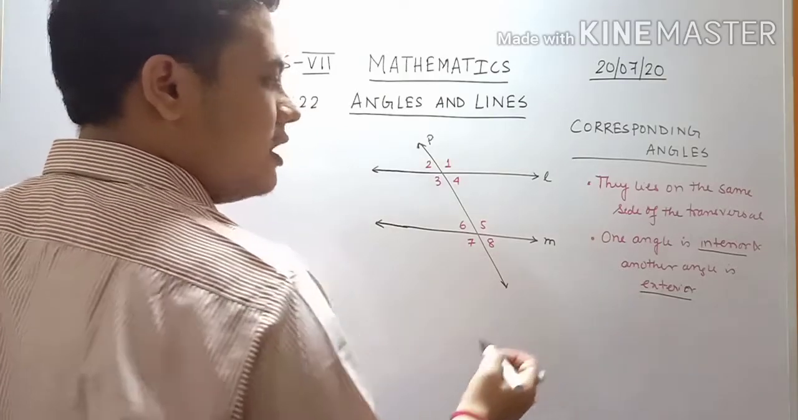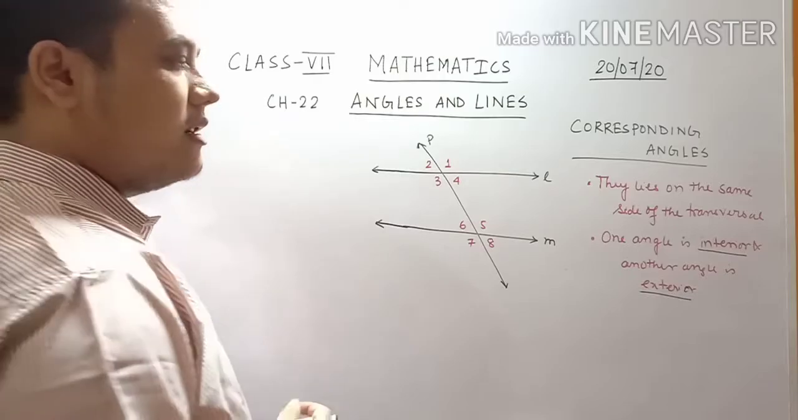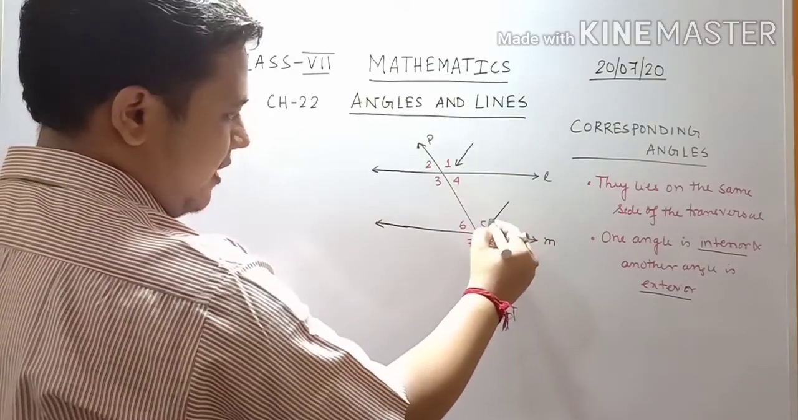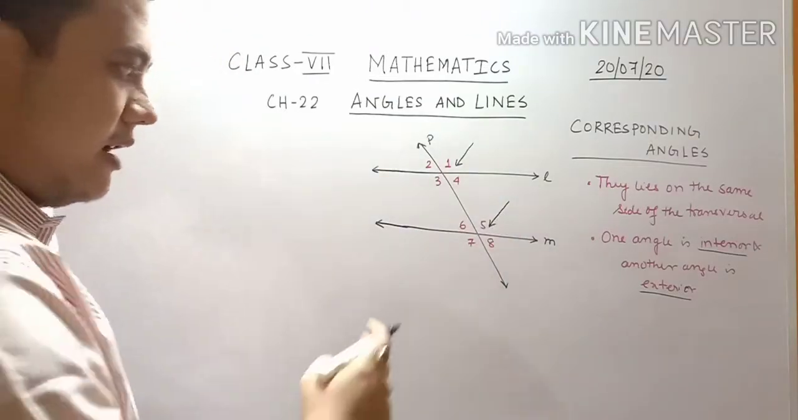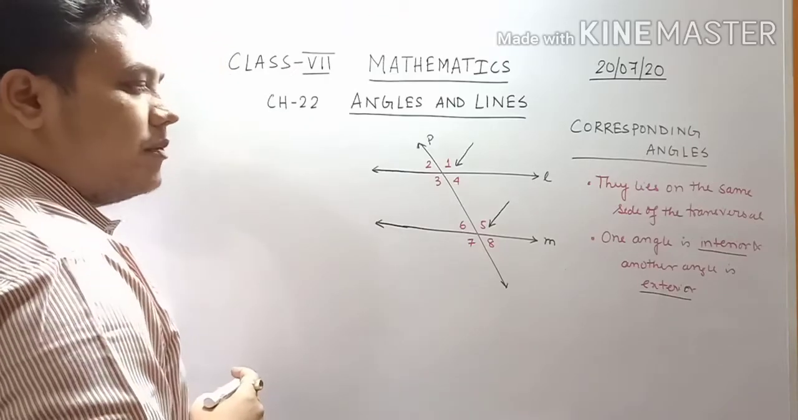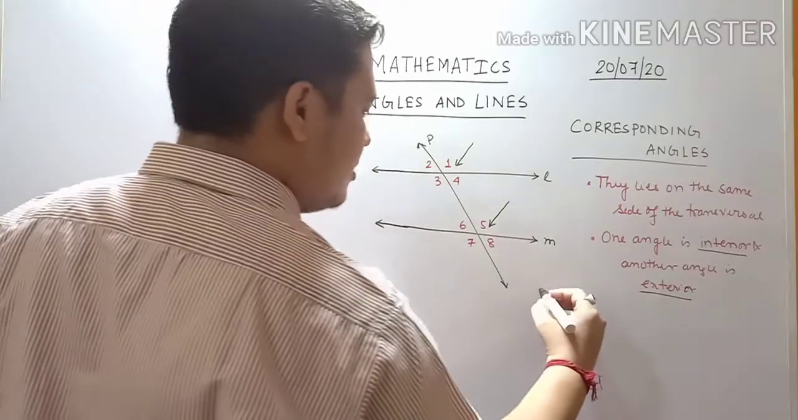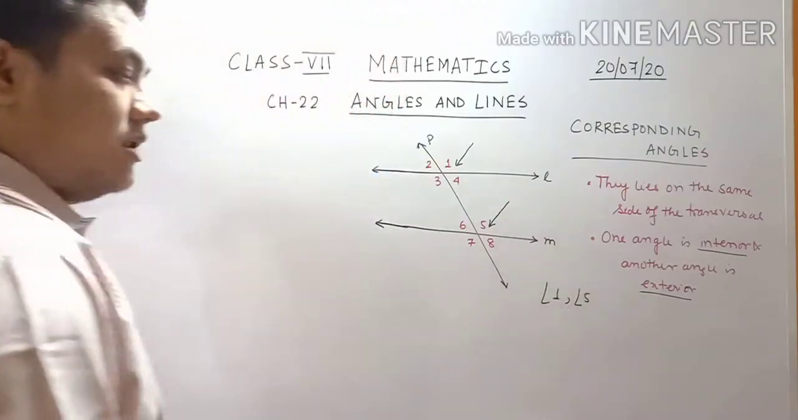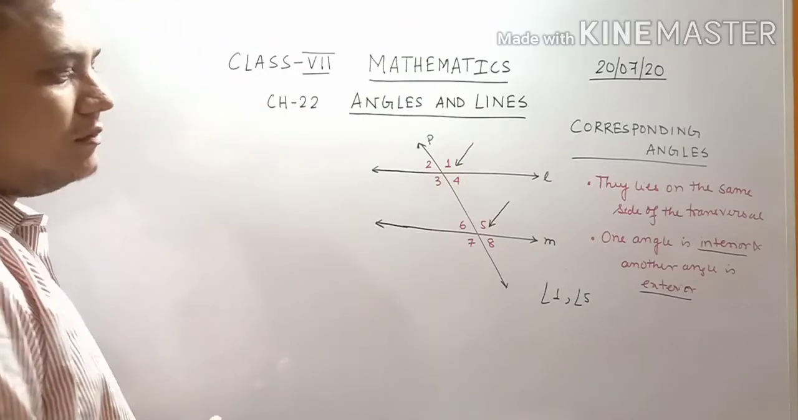The next line of the definition says one angle has to be interior and one angle has to be exterior. So this angle 1 and this angle 5, you can see one is exterior and another one is interior, and it also lies on the same side of the transversal. So these two angles will be called corresponding angles. So how many pairs are we getting here? 1 and 5. But these are not the only pair of corresponding angles we are getting.